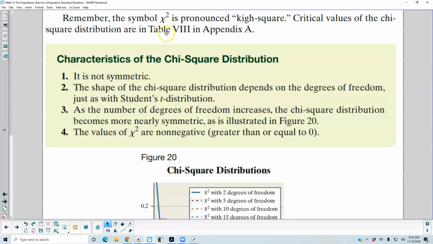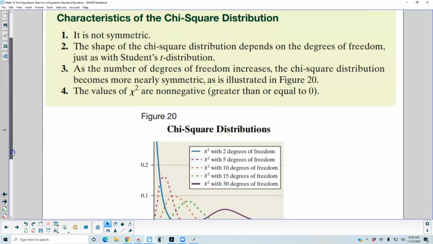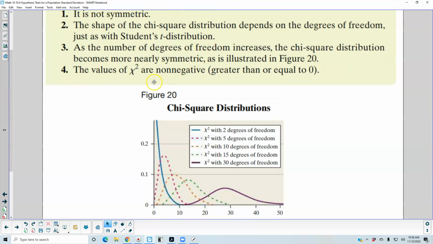Now remember that the symbol χ² is pronounced chi-square. Critical values of the chi-square distribution are in a table in the appendix. Now again, characteristics of the chi-square distribution. Number 1, it is not symmetric. Number 2, the shape of the chi-square distribution depends on the degrees of freedom, just as with the Student's t distribution. Number 3, as the number of degrees of freedom increases, the chi-square distribution becomes more nearly symmetric, as illustrated below in Figure 20. And number 4, the values of chi-square are non-negative, greater than or equal to 0.